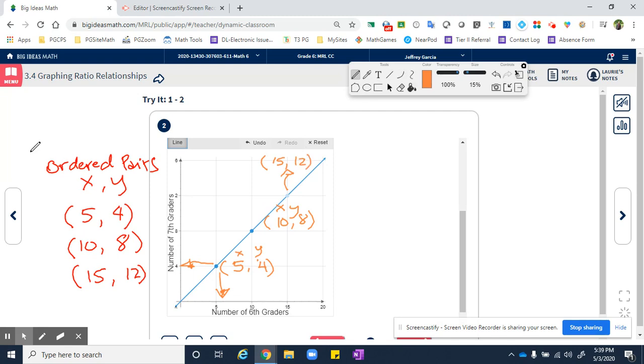So this line represents your equivalent ratios, and it shows the relationship. And so you always start at 0, because when you're graphing ratio relationships, it always hits the origin.